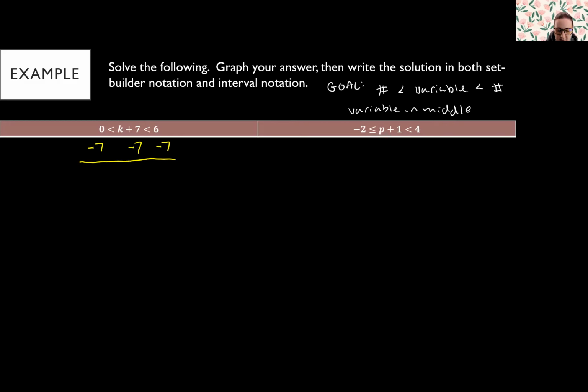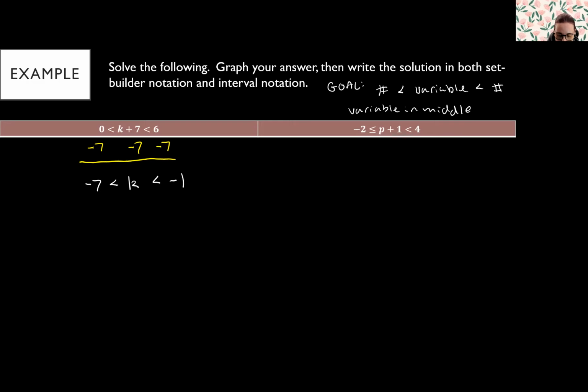So 0 minus 7 is -7. Then we have less than k. And then 6 minus 7 is -1. And you need to make sure after you do this that your smaller number is on the left and the bigger number is on the right. And if it's not, then we have to do a little bit of manipulation and just do a mirror image, kind of flip-flop it. But -7 is less than -1, so we're in the correct order. So that's our solution.